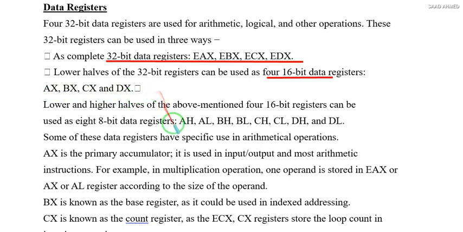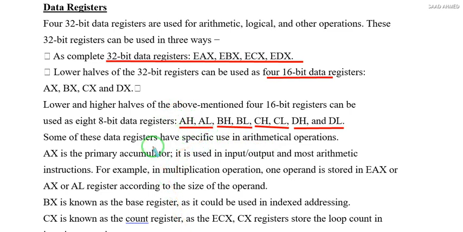If you divide them further, they can be divided into AH and AL, where H is for the higher byte and L is for the lower byte. Same as BH, BL, CH, CL, and DH and DL. So these are the 4 registers which are divided into 8-bit registers.